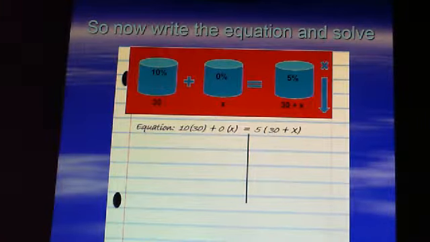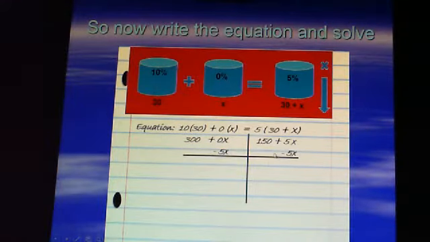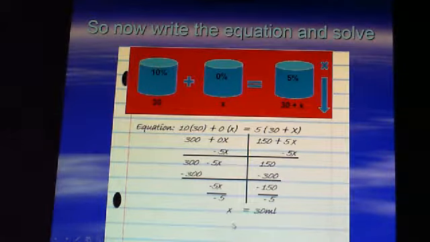So on the left-hand side, 10 times 30 is 300 plus 0x. On the right-hand side, 5 times 30 is 150 plus 5x. Got to get your x's on the same side, so I subtract 5x from both sides. 300 minus 5x is 150. Subtract 300 from both sides. Negative 5x equals negative 150. Divide both sides by negative 5. X is equal to 30 milliliters.